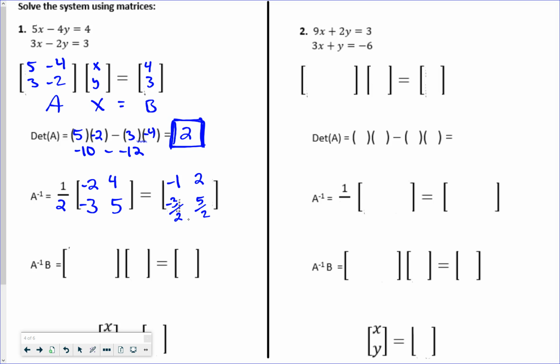Now we have to do my inverse times matrix B. So my inverse matrix was negative 1 and 2, negative 3 over 2, 5 over 2. What was matrix B? 4, 3. Alright, we're going to multiply it. So first row, first column, that gives me what? Negative 4. And then 2 times 3 is positive 6. What is negative 4 plus 6?